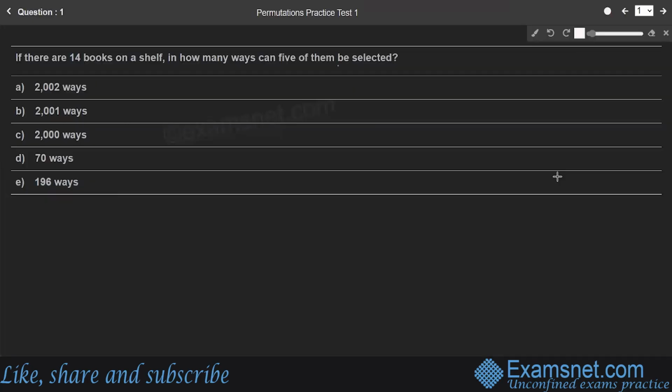Hello students, today we are going to solve a few questions on permutations and combinations. So first of all, what is permutation? Permutation is defined as an arrangement of R things that can be done out of total N things, right?